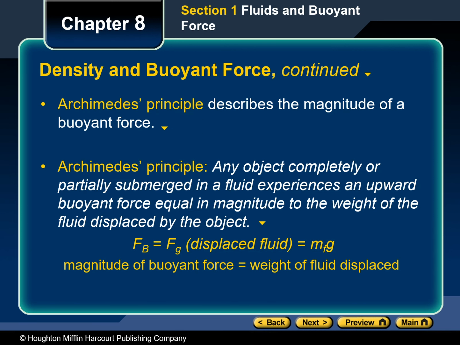Archimedes' principle can be thought of as: any object in a fluid has an upward buoyant force that equals the weight of the fluid displaced by the object. Using m sub f to represent the mass of the displaced fluid, Archimedes' principle can be written as follows.